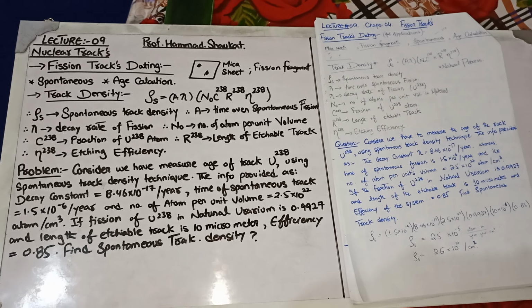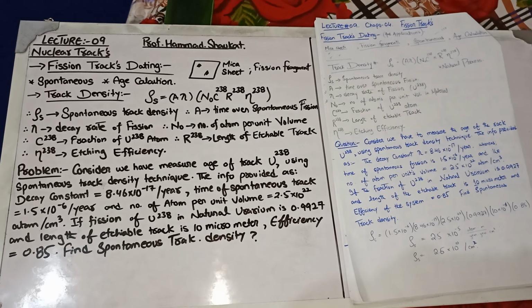You know that rho s is equal to a, and you know the value of a, as I told you, this 1.5 into 10 raised to power minus 6, and the value of lambda, which is 8.46 into 10 raised to minus 17, okay.